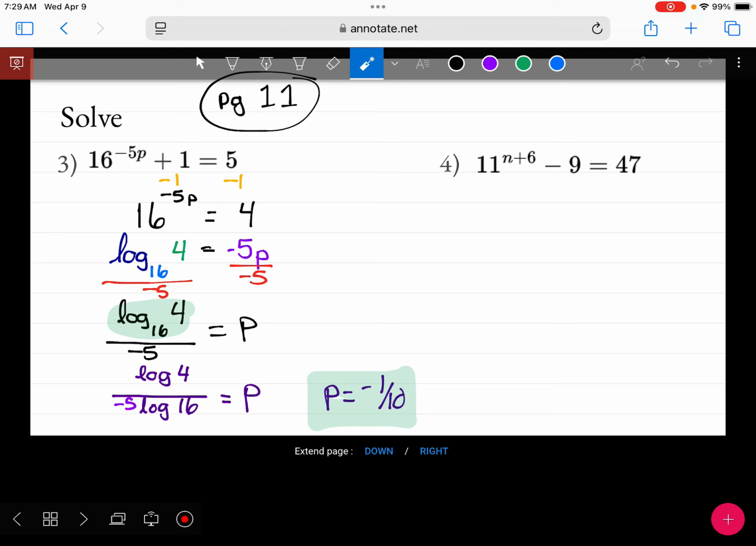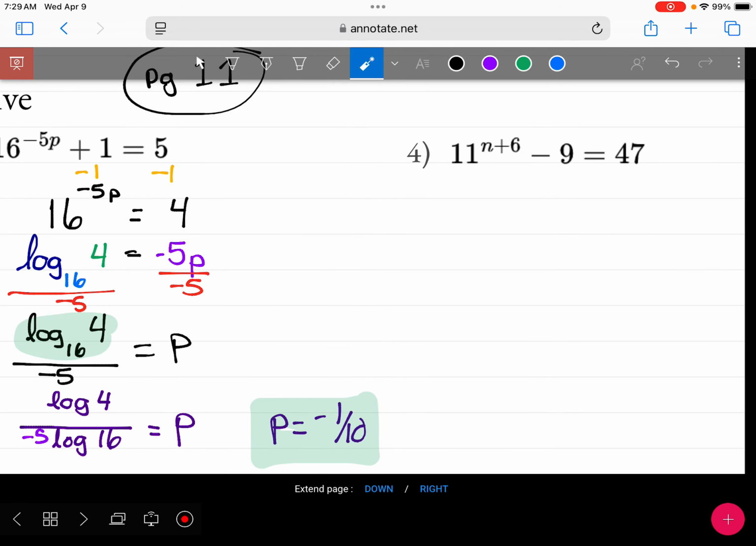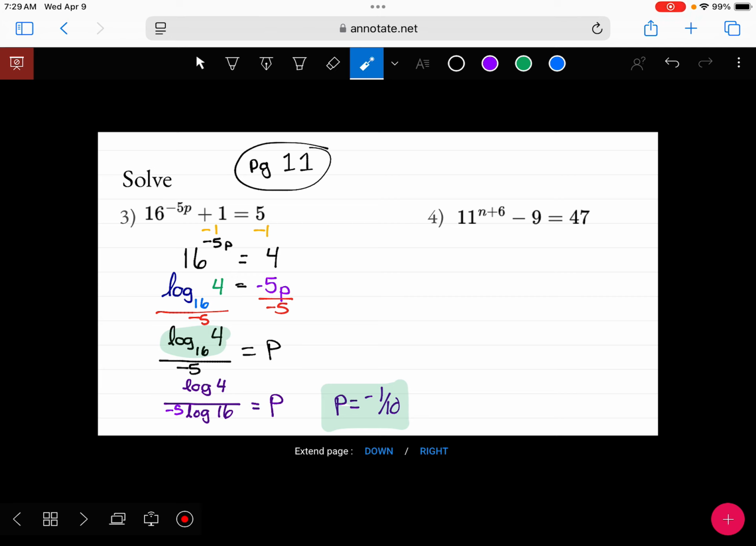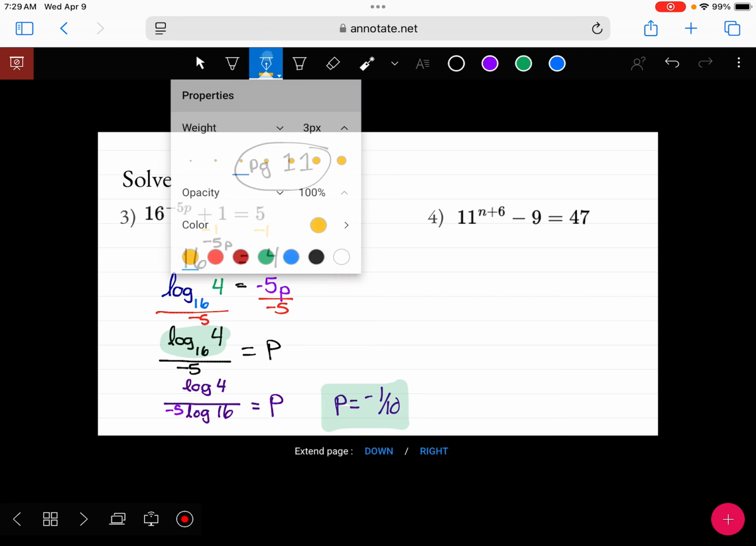There is another way through this one. If you absolutely hate logs, you could think about last chapter, how we could make the bases the same and do it as 4 and 4 squared, 2 times minus 5p. You can do it that way. It totally works on this one because we have a multiple. It doesn't often work that way, but there are multiple ways through some of these problems. Questions on that one, though?